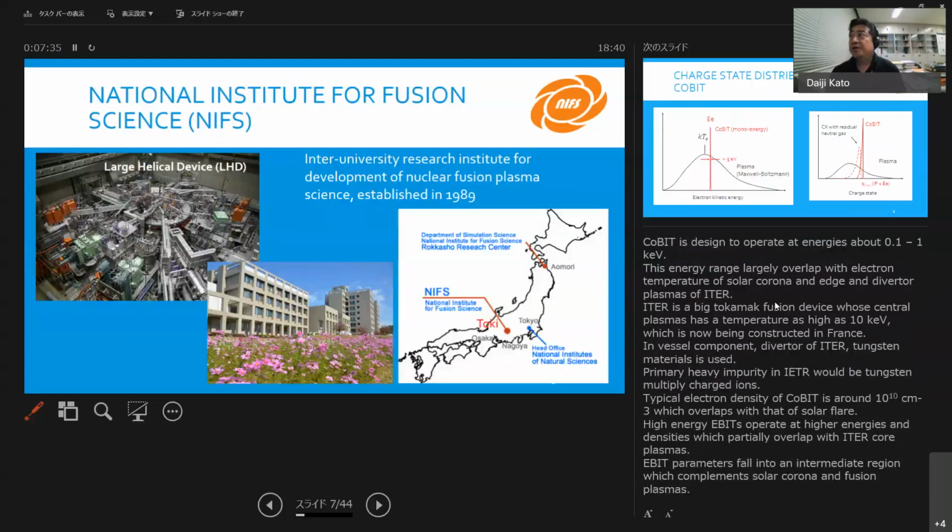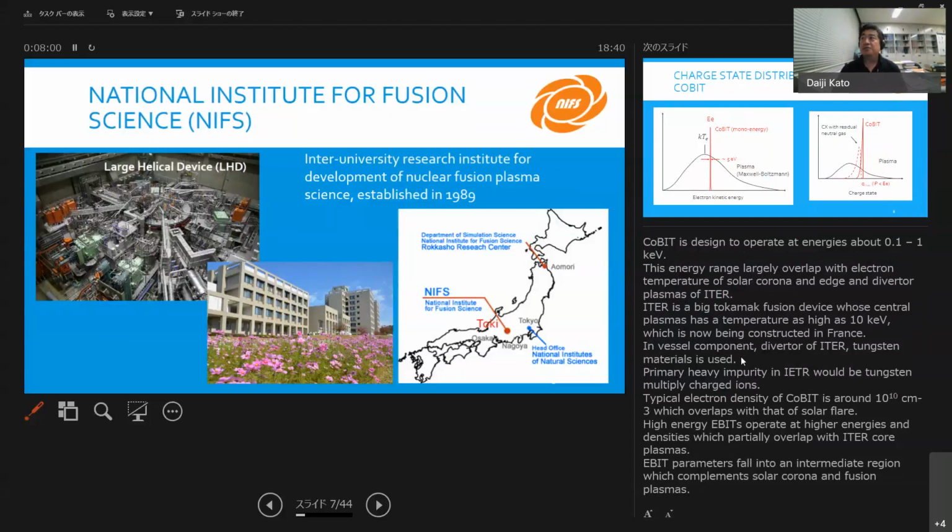COBIT is designed to operate at energies of about 100 eV to 1 kiloelectron volt. This energy range largely overlaps with the electron temperature of solar corona and the edge plasmas of ITER. You may know ITER is a big tokamak fusion device whose central plasma has a temperature as high as 10 kiloelectron volts, which is now being constructed in France.